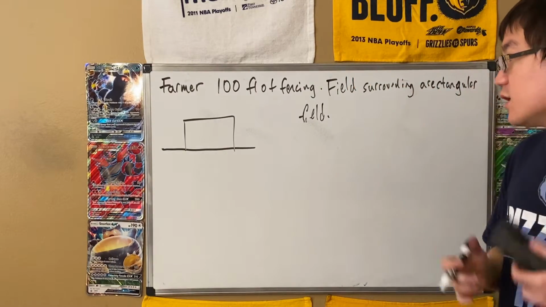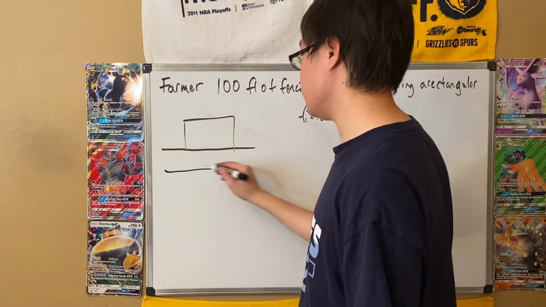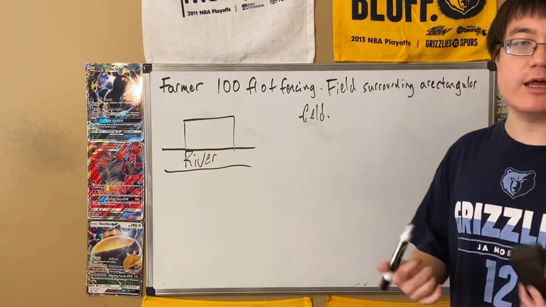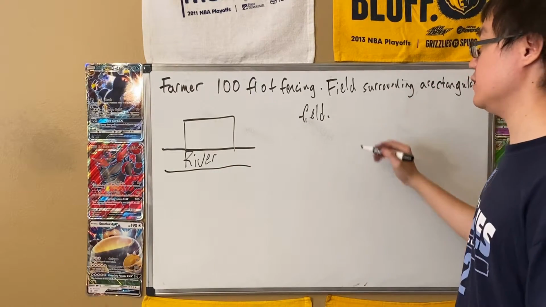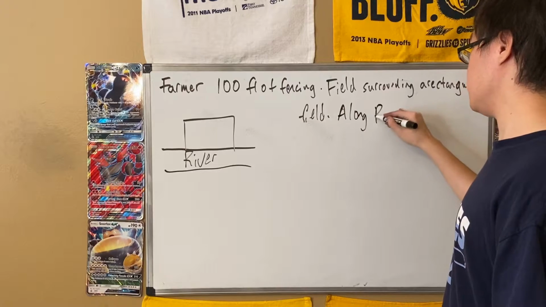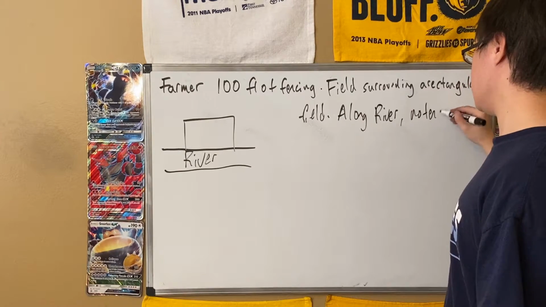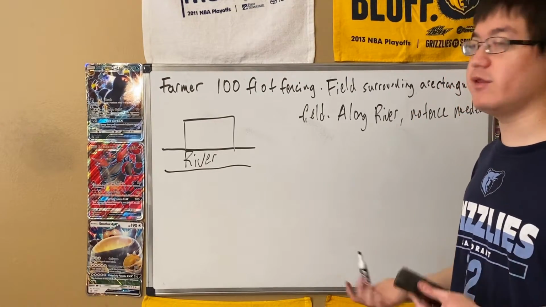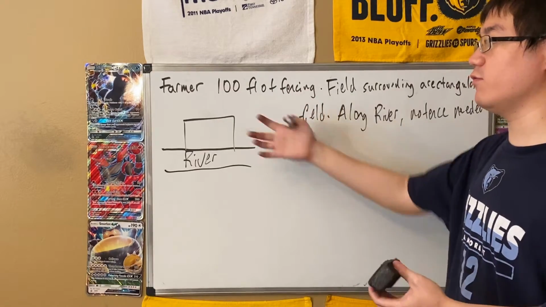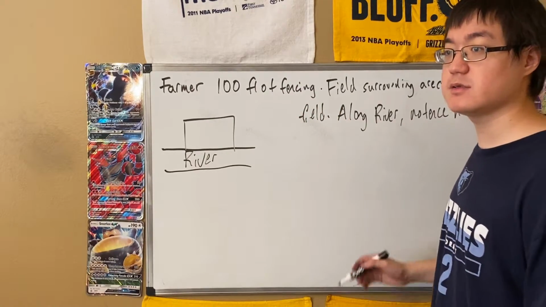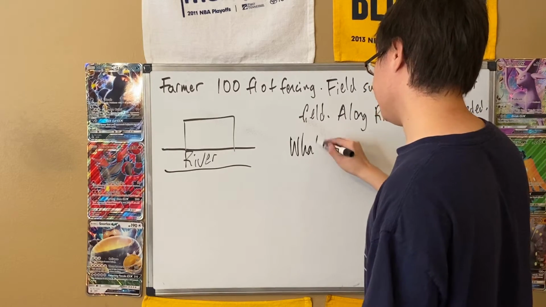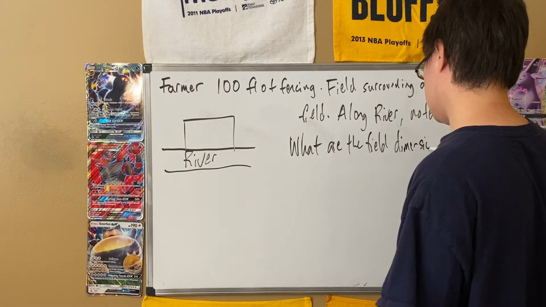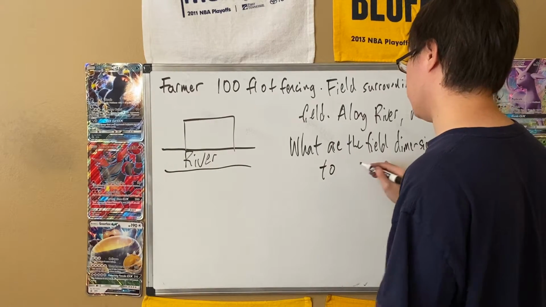So once we have this fence, the key is that he's building it along a river. So this is my nice little picture of a river. Hopefully you can tell that this is a river, it's labeled. But the key is that along the river, he doesn't need any fence. So along the river, no fence required. So the question is, of course, what are the dimensions of the fence to make the field's area as big as possible? So what are the field's dimensions? To make the area as big as possible for a largest area, we'll just say.